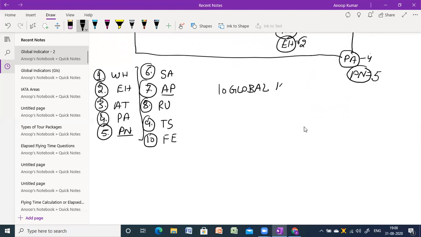Now we will discuss the indicators. We will discuss in our next video case by case, when WH will apply, when EH will apply, when AT will apply, when PA will apply, and when all the other global indicators will apply.